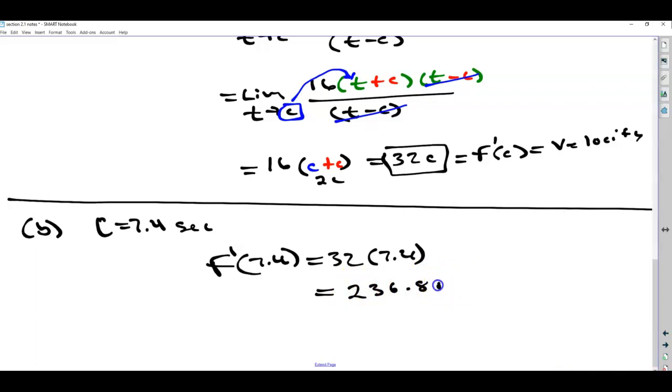I think it was feet. I've got to double check. I'm pretty sure it was feet per second. It might have been meters, but I'm almost positive it's feet. So what does that mean? How fast is the rock falling? This is the velocity at 7.4 seconds.